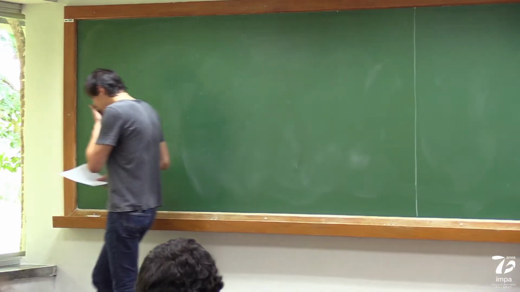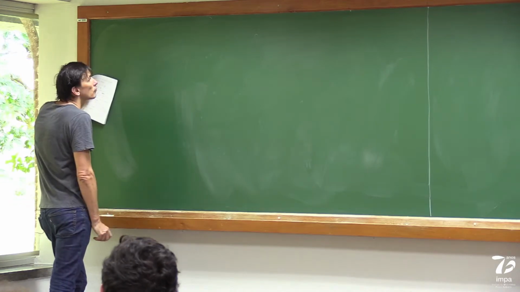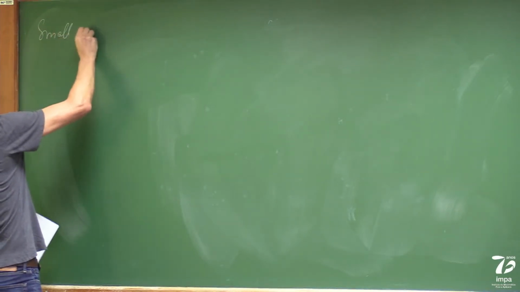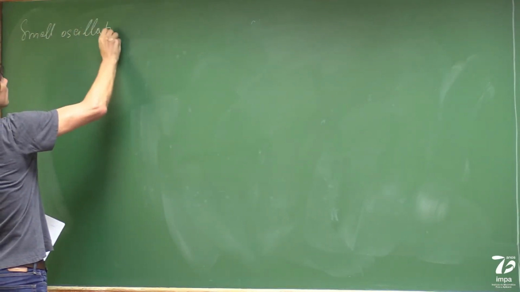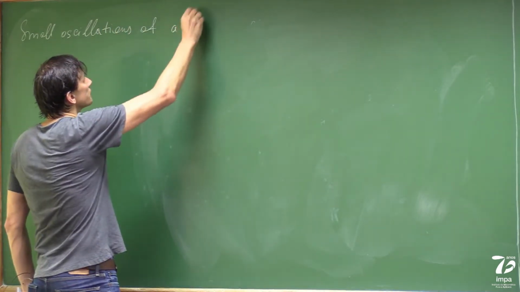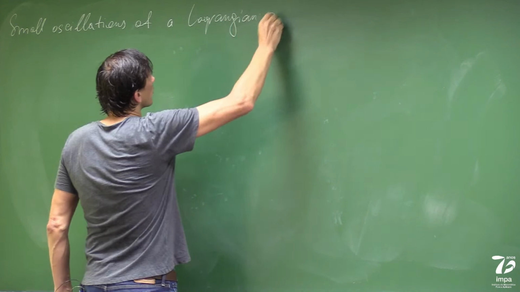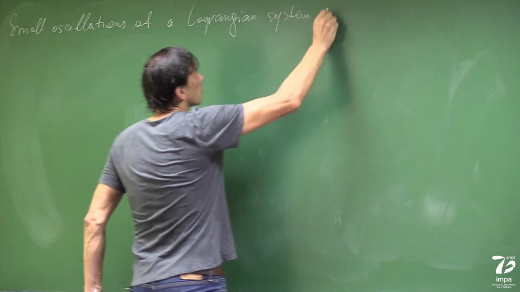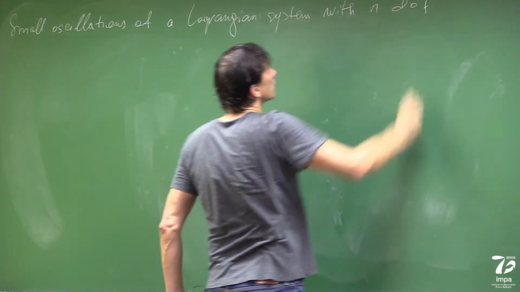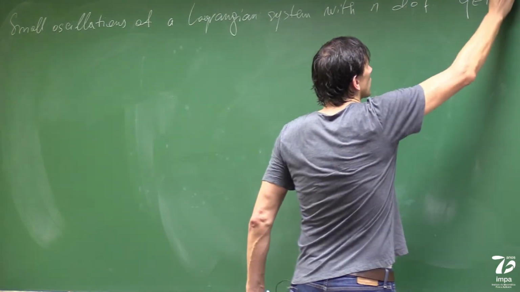So where did we stop? What we do is study small oscillations of a Lagrangian system with n degrees of freedom. N degrees of freedom means that our vector has n components.